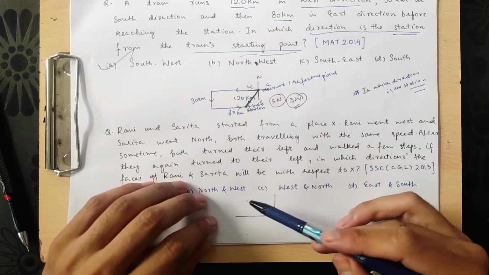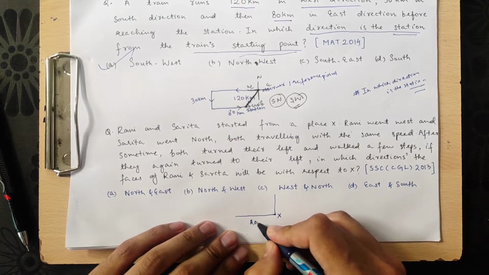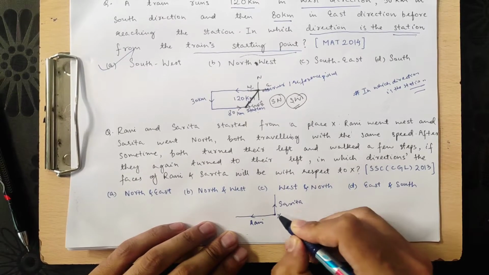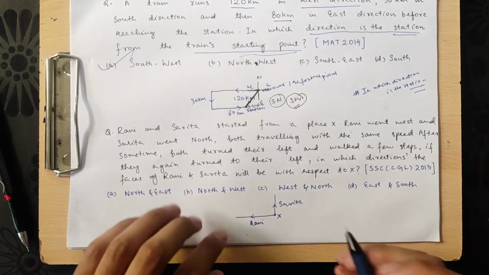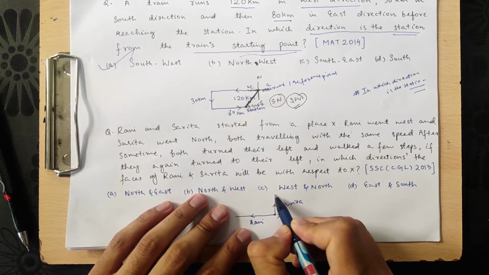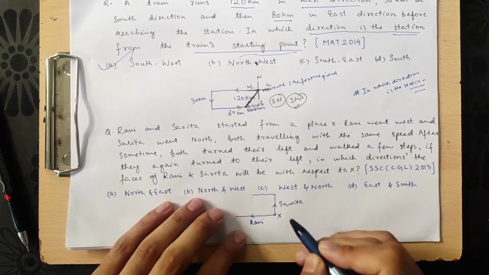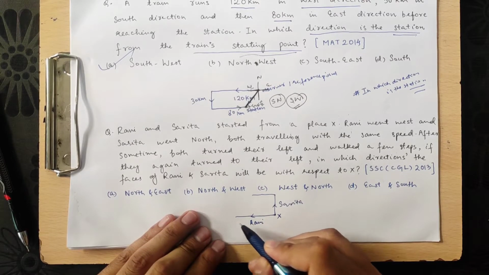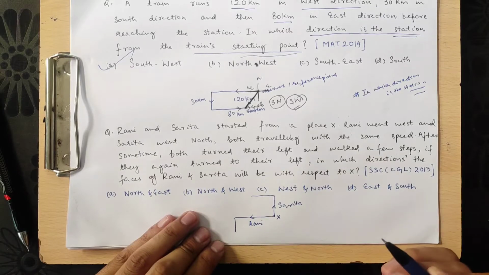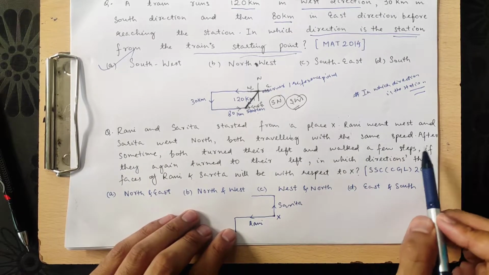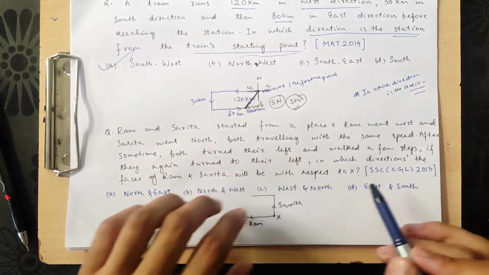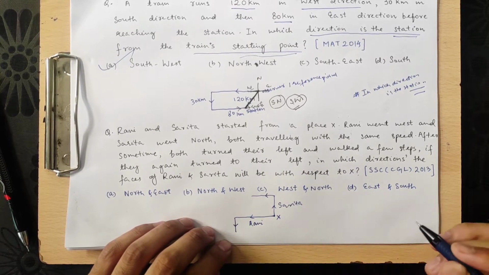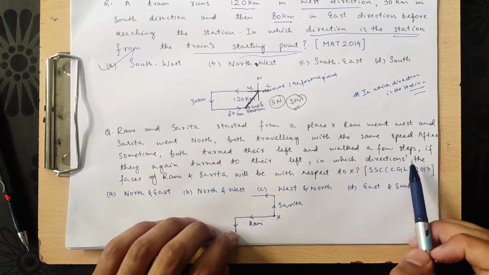I told you that this person Rani is here, and Sarita is moving in this direction. So Sarita's left is this direction. So she will move in this direction, okay? Because Sarita is moving in this direction, her left will be this. And Rani's left will always be this, obviously, right? So no problem with that. So after some time, both turned to their left, okay? Sarita made a left turn and Rani also made a left turn, and walked a few steps, okay?